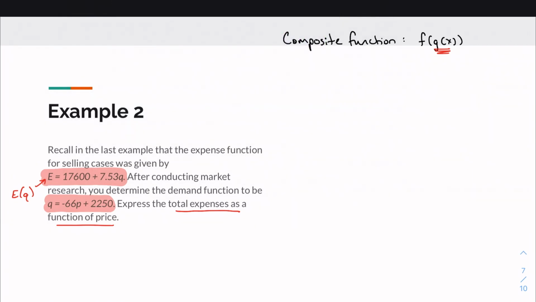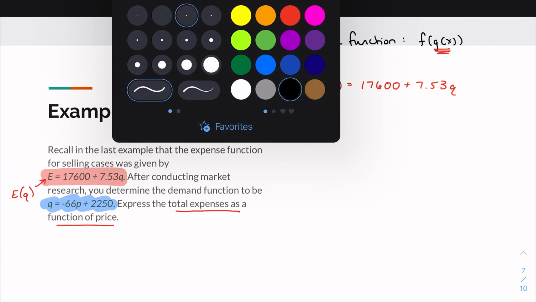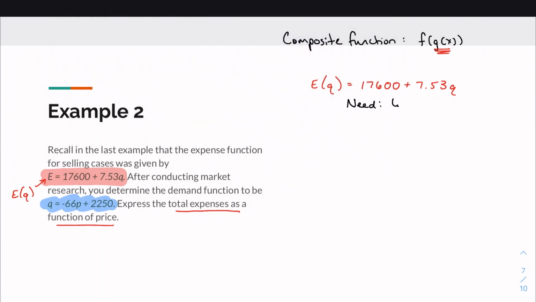Actually, maybe I'm going to pick a different color for my Q here, and I'll explain why in a minute. Well, right now I'm dealing with an expense function that's in terms of Q. That's the 17,600 plus 753Q. Well, my goal is to express it in terms of price now. So what I need is some sort of link between Q and P. It would help if I had some sort of rule that maybe expresses Q in terms of P, and lo and behold, I do, right?